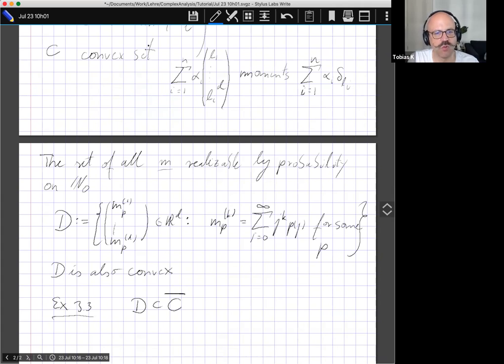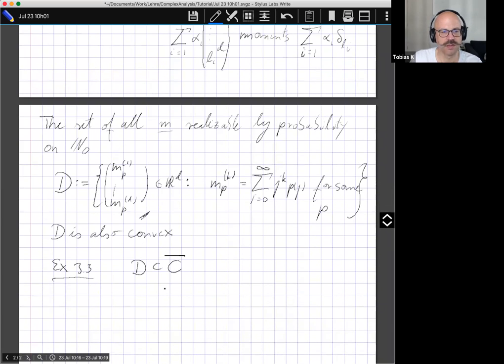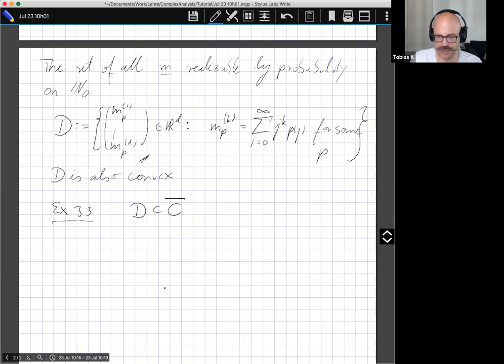Remember, C is the one we want. What we actually want to show is that any realizable moments are in C. This is not exactly true, but you will see what is lacking. The first thing you can see is that if you look at the closure of C, you will get all vectors in D. It means that anything in D can be approximated by something in C. I leave that to you as an exercise.